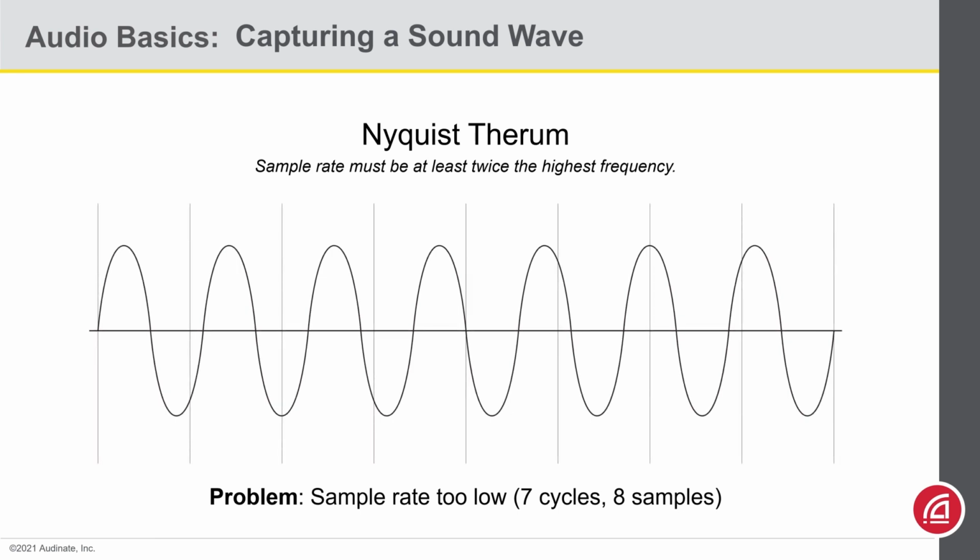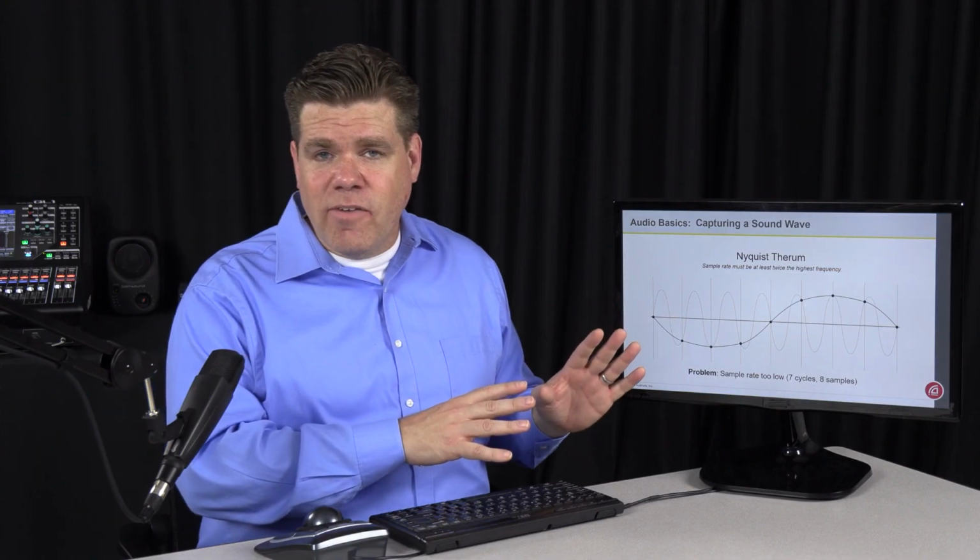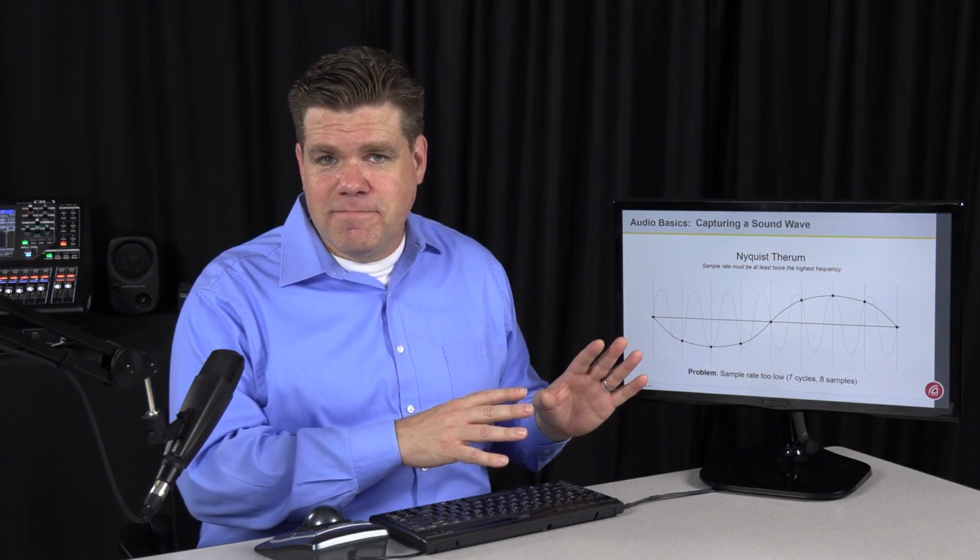Let's capture this with 8 readings. Okay, so I drop my grid in there, I take the readings, and to make this perfectly clear, I'll fade the original wave to the background. Now, when the system reconstructs a wave with this data, what will it create? We get an alias of the original frequency.